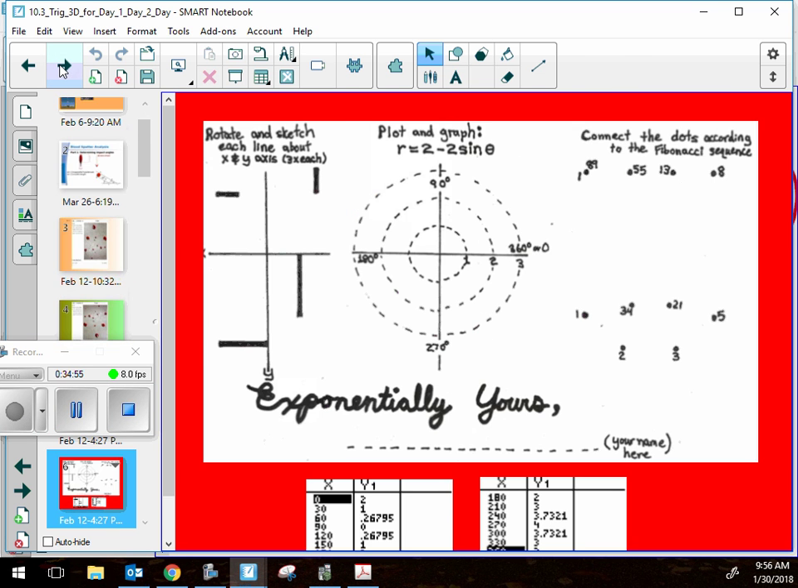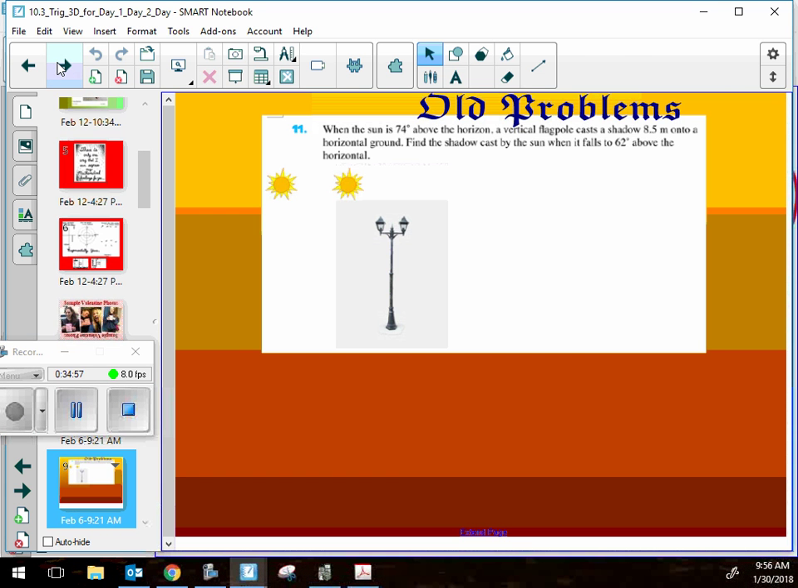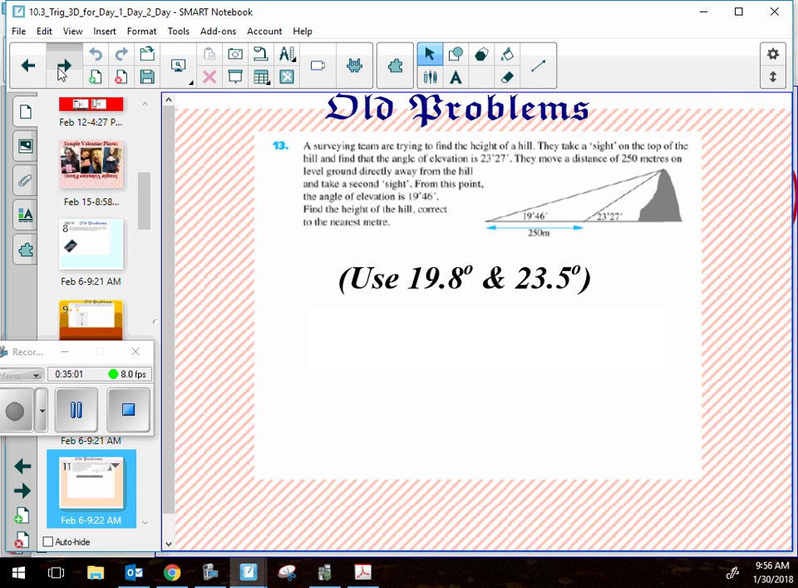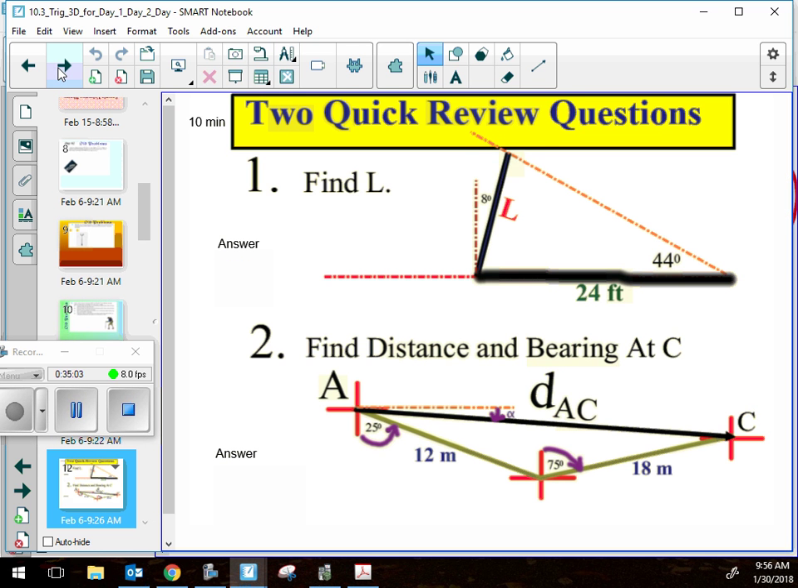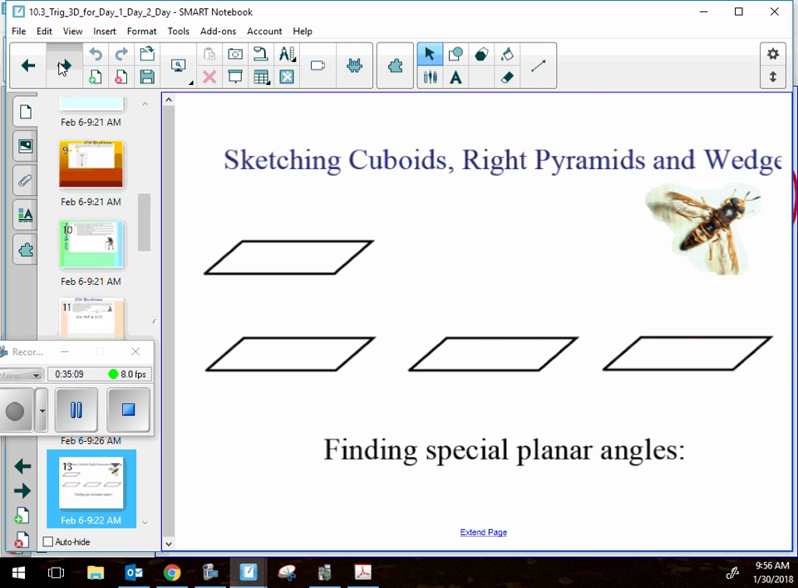Getting close. All right. We might do these review problems as we get closer to reviewing for the test, but I'm not going to use them today.